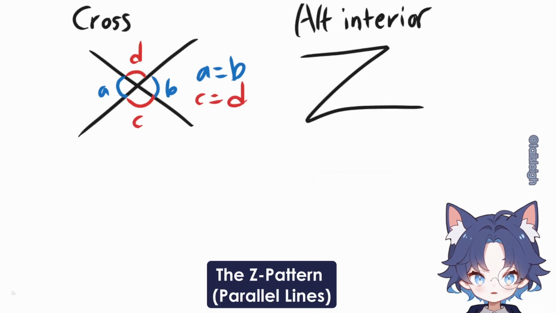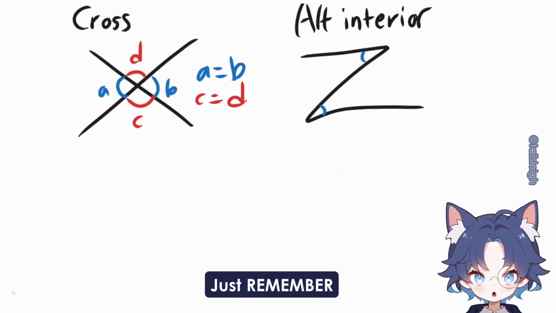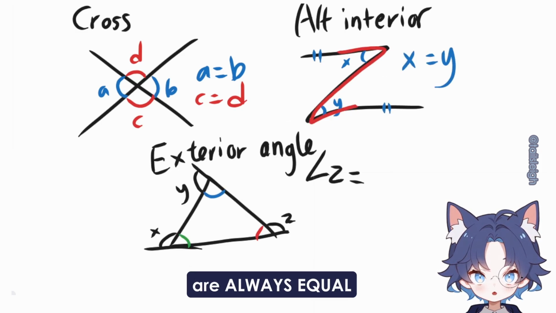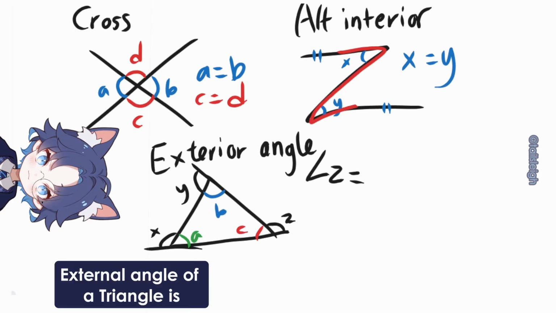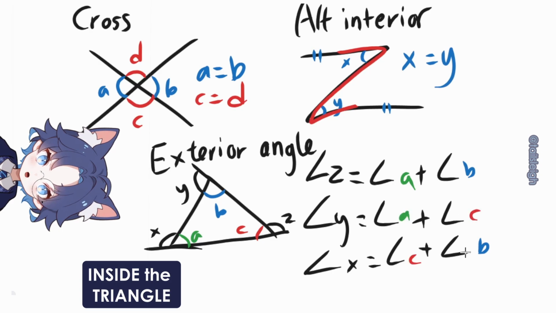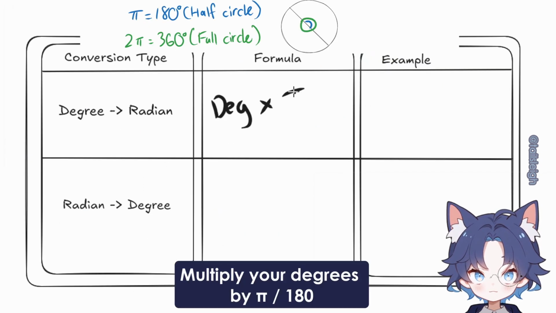Parallel Z pattern, parallel lines. Look for Z patterns in parallel lines. The angles inside the corners are always equal. Exterior angles. The external angle of a triangle is always the sum of the two opposite angles inside the triangle. Going to radians, multiply your degrees by pi over 180.